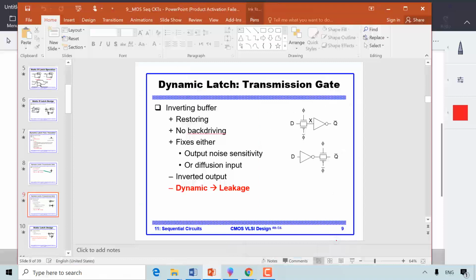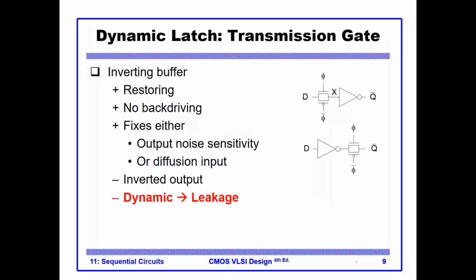Okay, so this is another configuration of the dynamic latch using transmission gate. Notice the extra inverter here, at this position and at this position, okay?